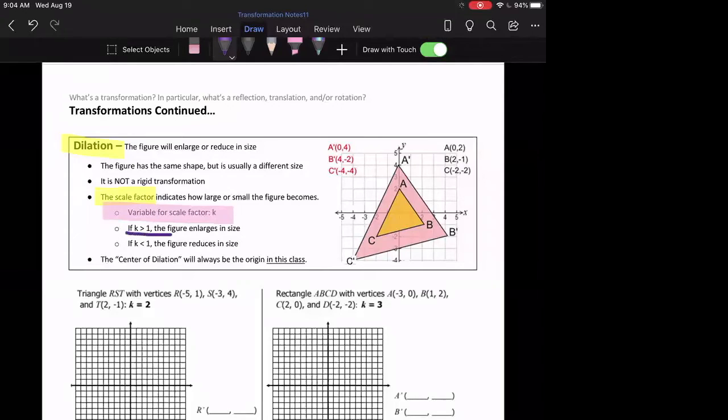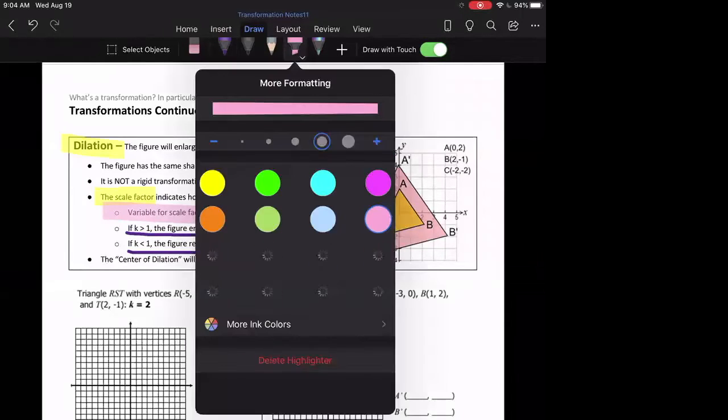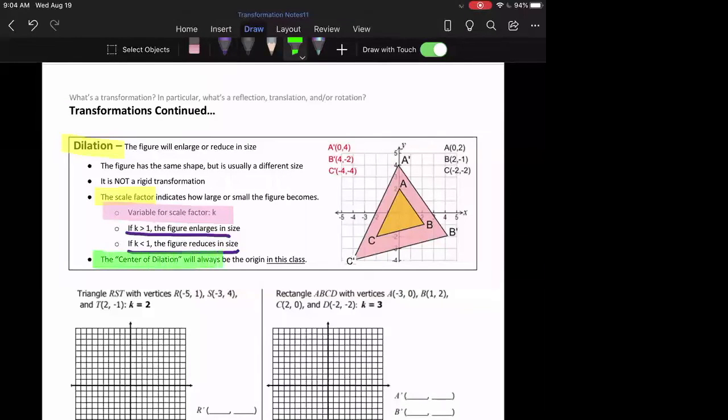So those are right here. If it's less than 1, like 0.1, 0.2, 0.5, it's going to get smaller. And the center of dilation that we will always go back to is the origin. So the origin is 0, 0. I'll just write that. And the center of dilation is always going to be that.